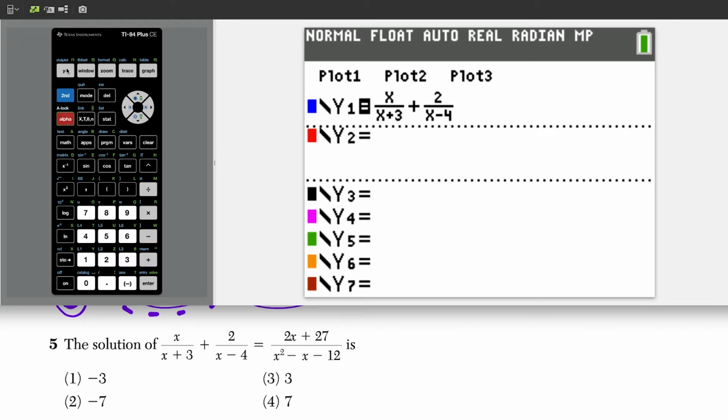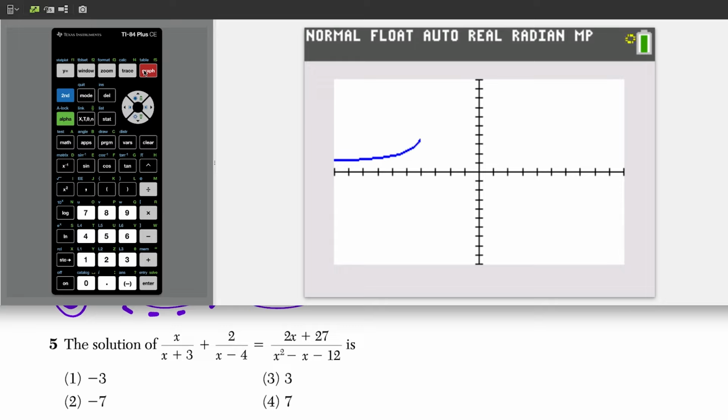And now the right side, I'm going to type in the y2 spot. So we have alpha y equals enter, 2x plus 27. And then for the denominator, we have x squared minus x minus 12. Okay, we could go ahead and press graph.